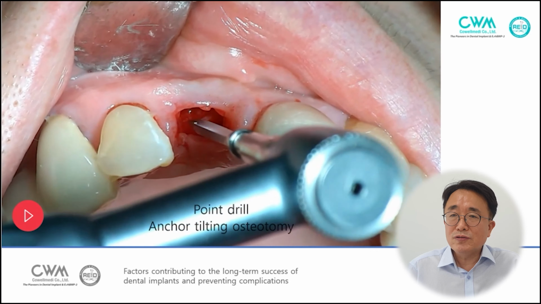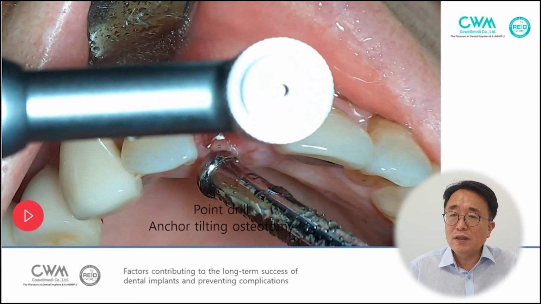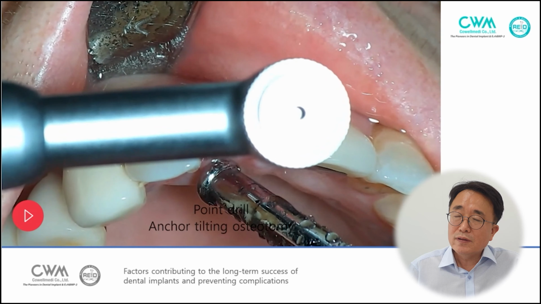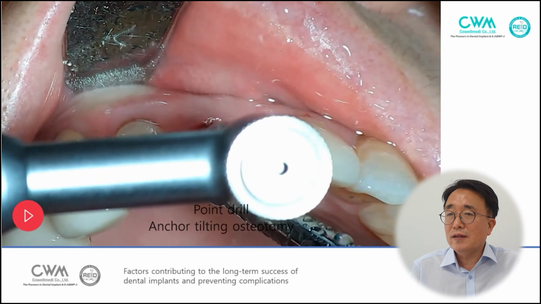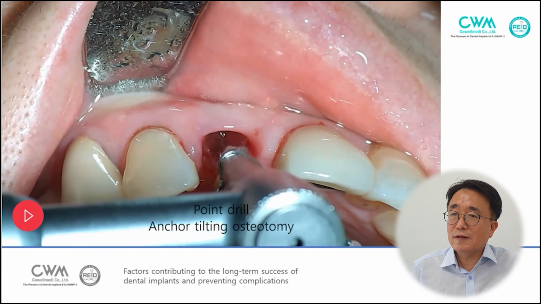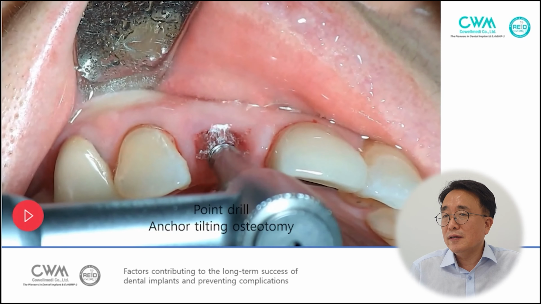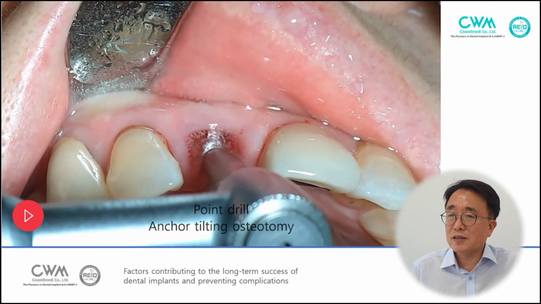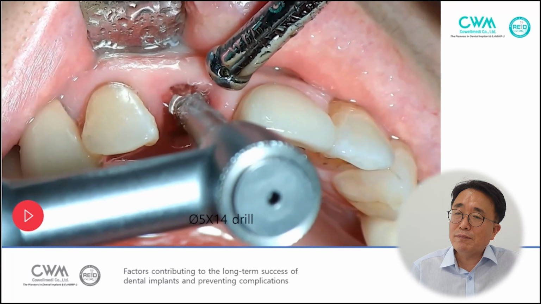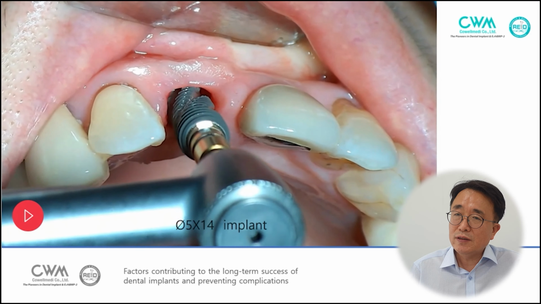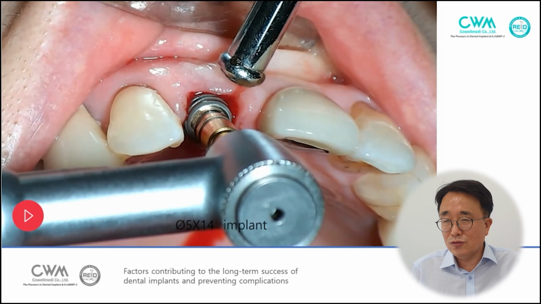And then a pointed drill is penetrated into the palatal wall, and the tip of the pointed drill is inserted into the bone, and then the orientation of the drill is changed to the implant placement axis. Finally, a diameter 5 and 40 drill was used, and the implant is inserted into the socket.